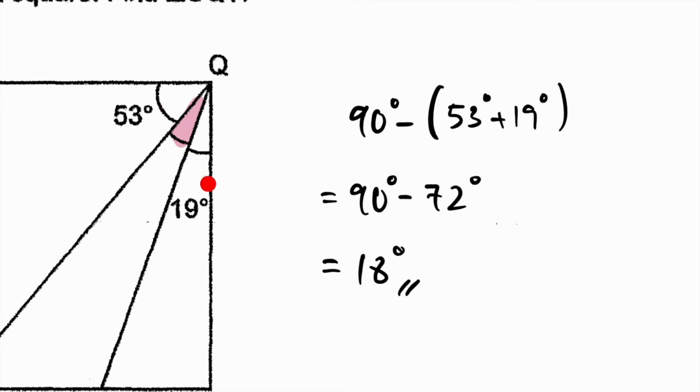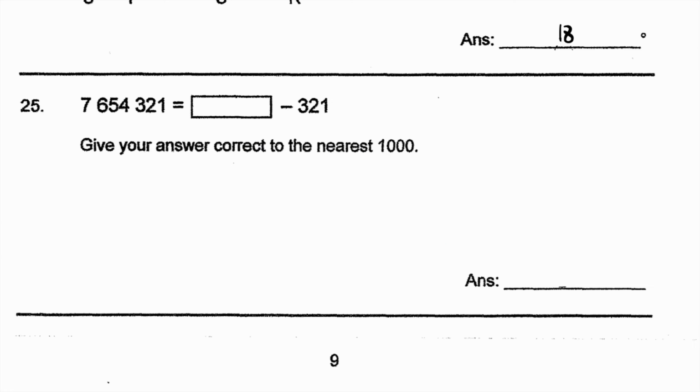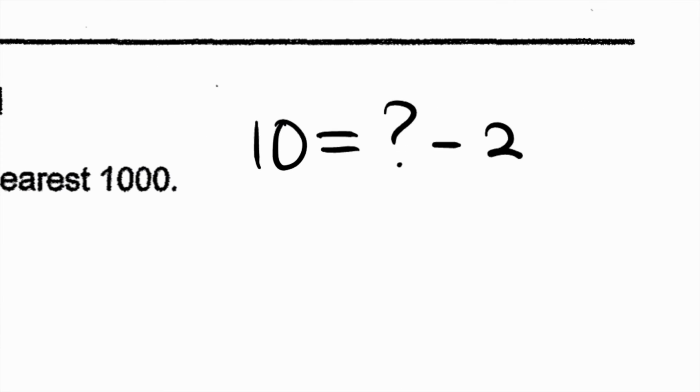So 90 minus these 2 angles will get us 90 minus 72, which is 18 degrees. Well, don't let the large numbers scare you, okay? So let's have a simple example here. Suppose I come up with this. All right, so 10 equals something minus 2.